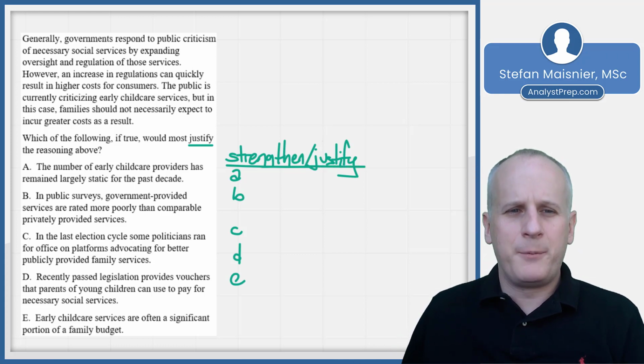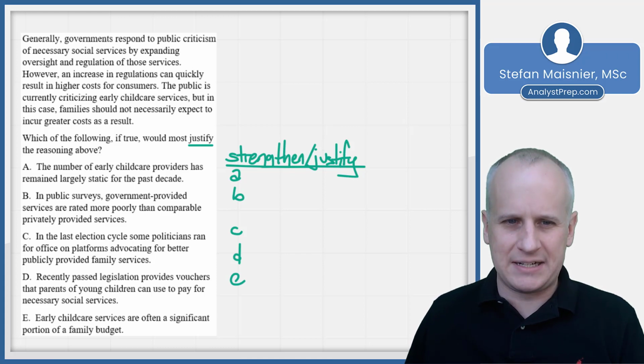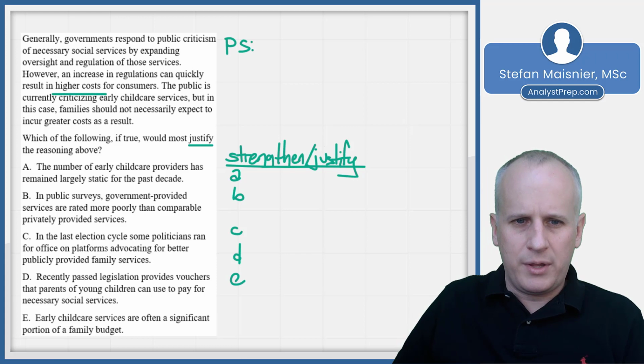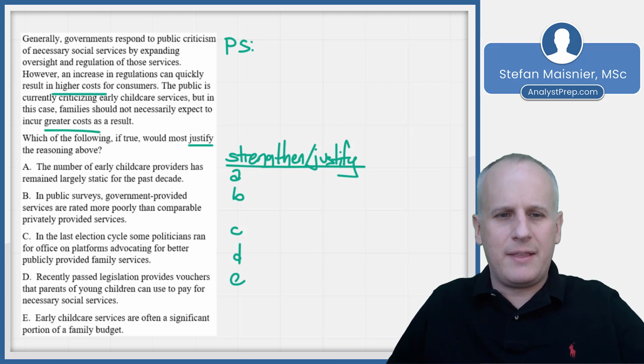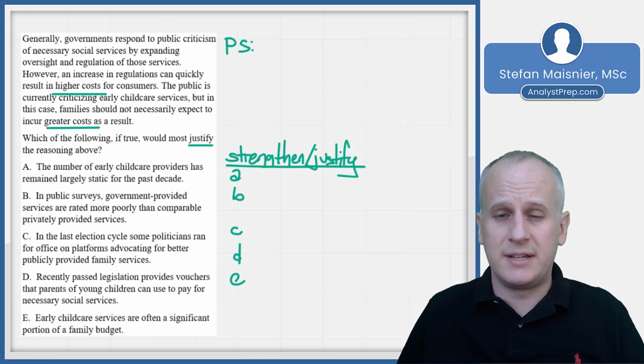So we read from the beginning. We've got generally governments respond to public criticism of necessary social services by expanding oversight and regulation of those services. However, an increase in regulations can quickly result in higher costs for consumers. The public is currently criticizing early childcare services, but in this case, families should not necessarily expect to incur greater costs as a result. So we can see that we are clearly dealing with costs, and oftentimes, whenever we're dealing with actual numbers, that can be categorized as a data or evidence interpretation style question.